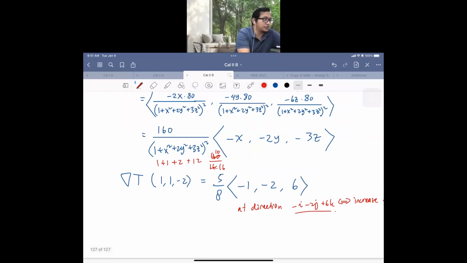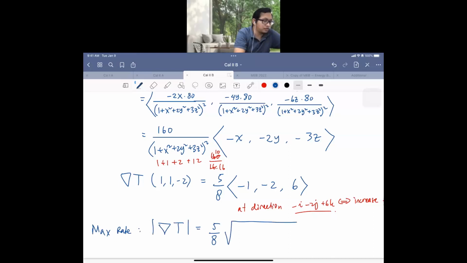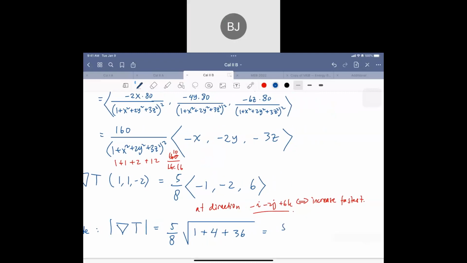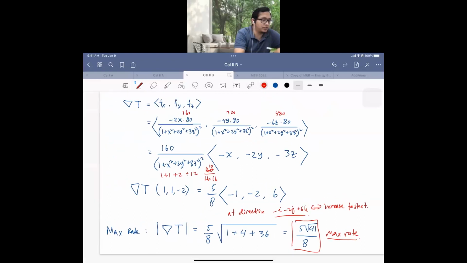And then the second question, the maximum rate, it's actually asking the value of the gradient factor. So we are going to find the result from the value. We will have 5 square root of 41 divided by 8. So this will be the maximum rate.